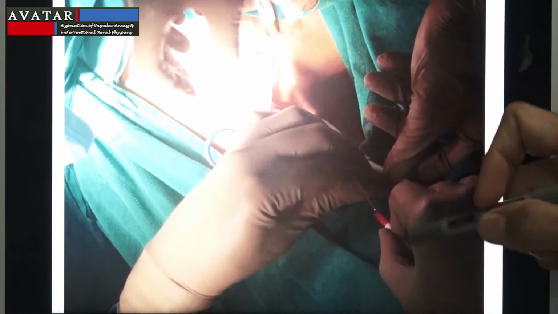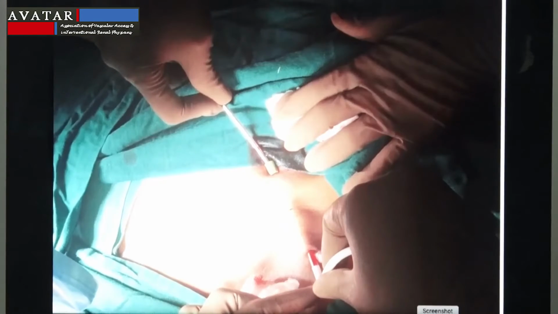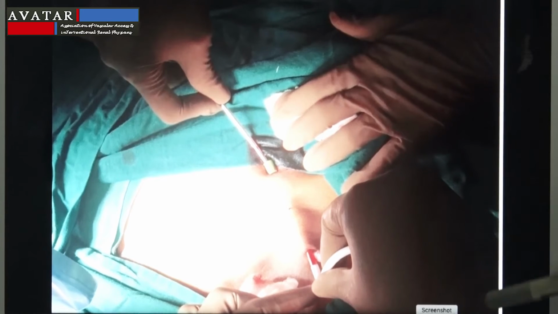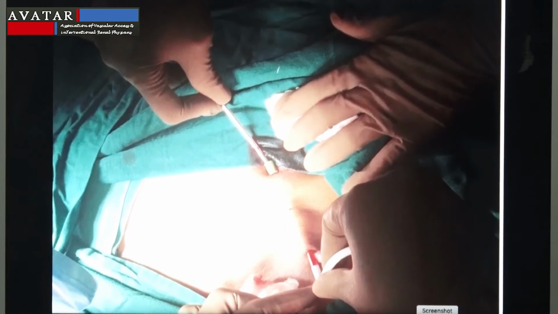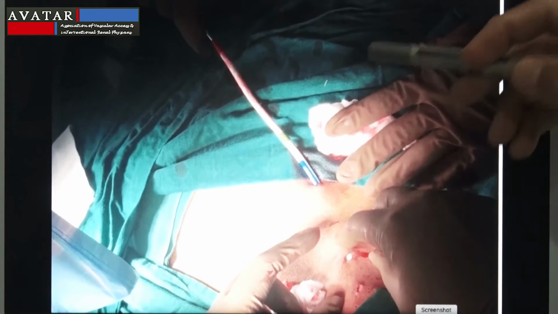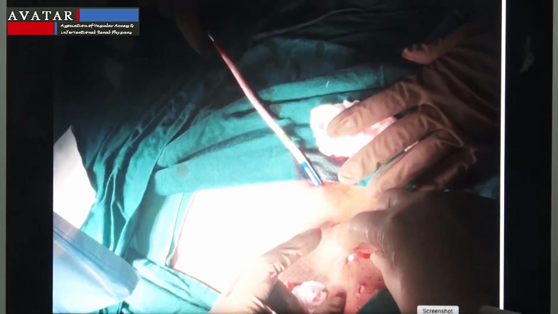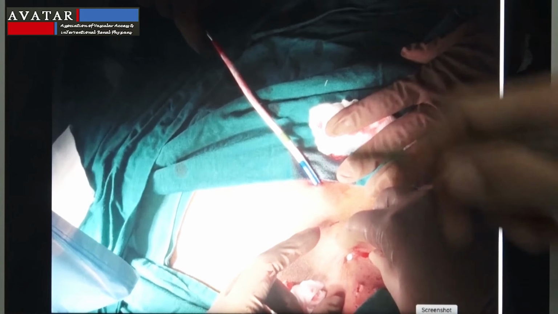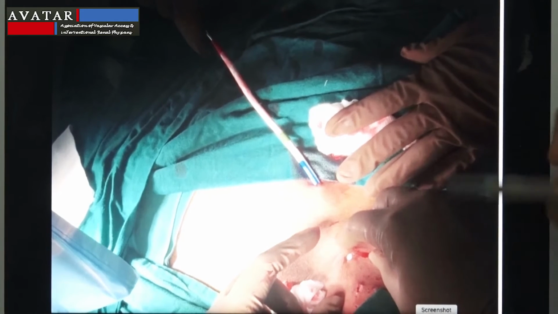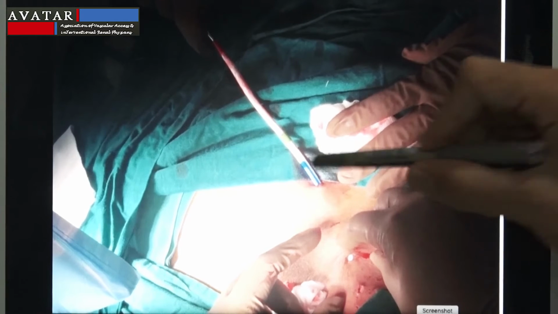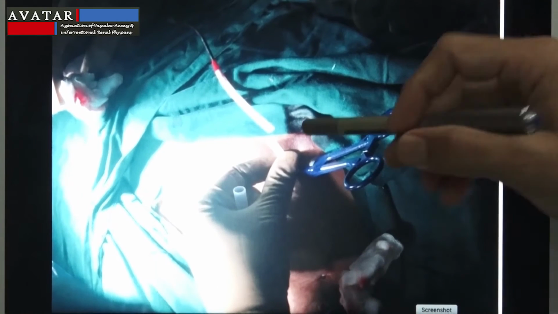Once the catheter is fixed to the tunneler, with the help of a pull and push technique, the catheter is taken out from the exit site. So now we can see the catheter is out. This is the tunneler attached to the catheter, and once the catheter is out from the exit site, we cut it with the help of a scissor about 1 inch away from the exit site, like this.